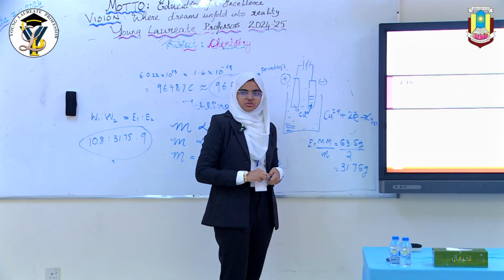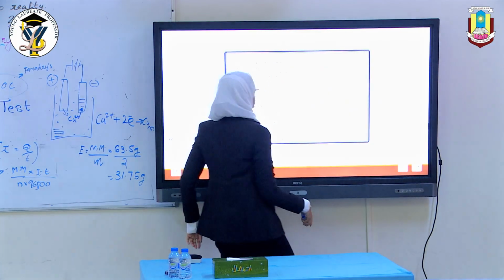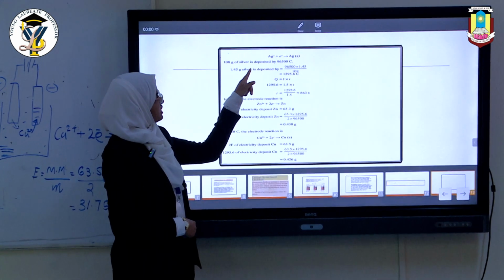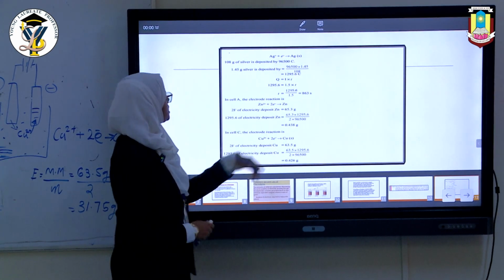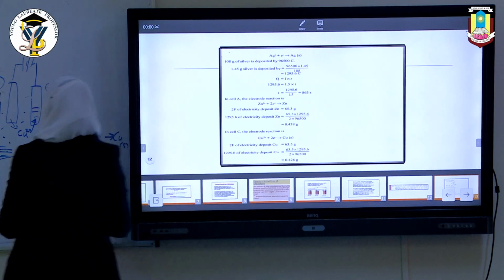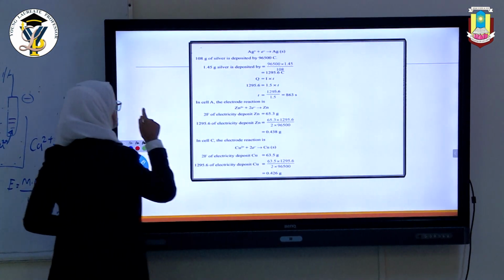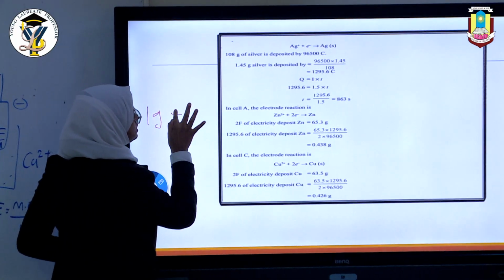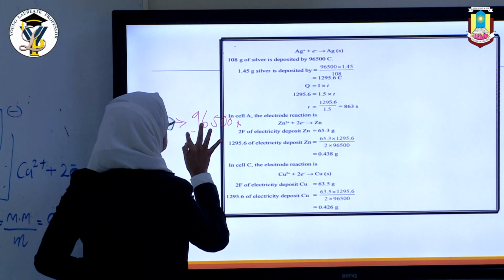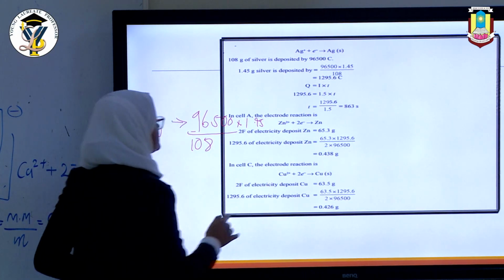I guess I can show you the solution. Is it fine? To approach this question, we can just say that 108 grams of silver were deposited by 1 Faraday. So to calculate how much charge is needed for 1.45 grams of silver deposited, we can say that 96500 divided by 108 into 1.45. Do you understand how I got this?